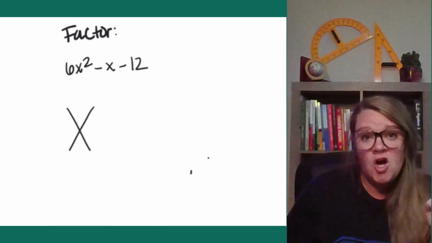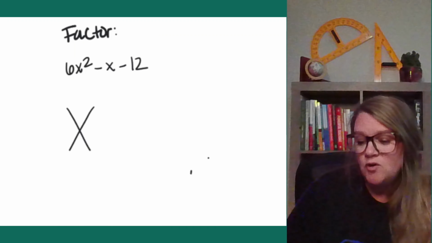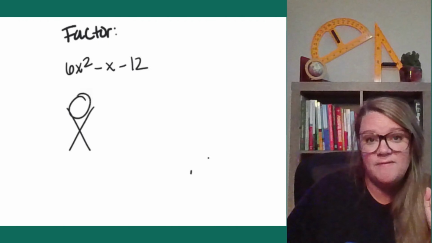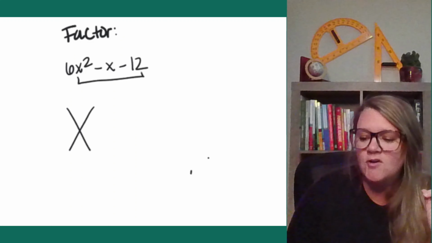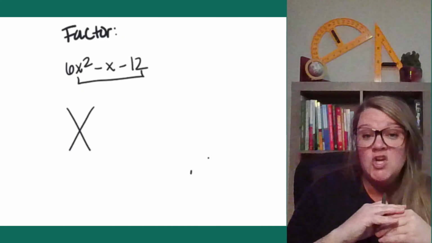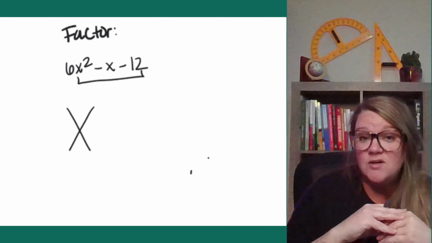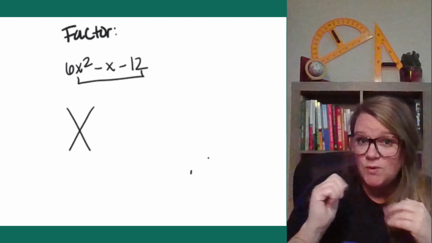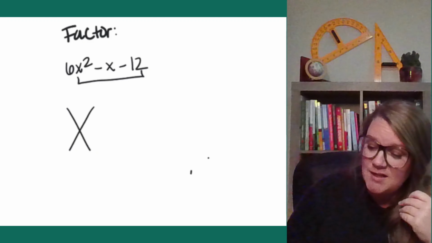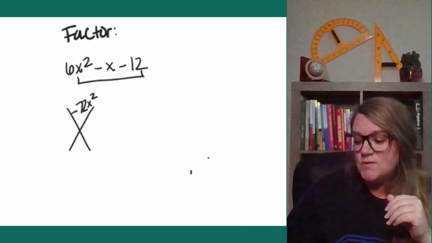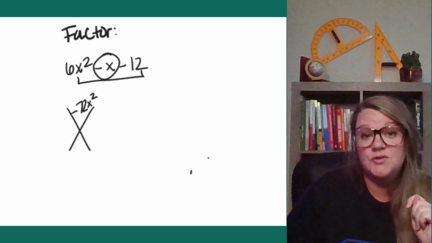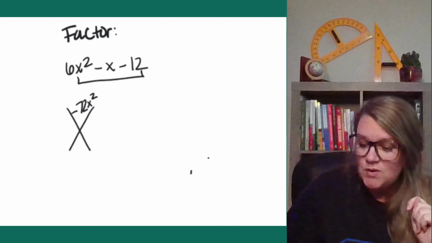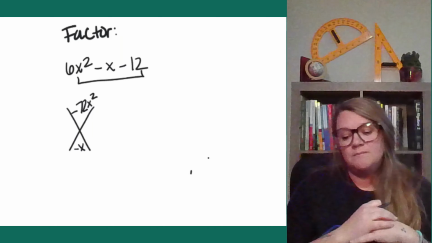So in our X, the first thing we're going to do is fill in the number that goes on the top of the X. And the number that goes on the top of the X we get by multiplying our first and last terms together. So we're multiplying 6x squared by negative 12. Negative 12 times 6x squared gives me a negative 72x squared, okay? That goes in my top. On the bottom, we are just bringing the middle term down. So negative x is going to go in the bottom.